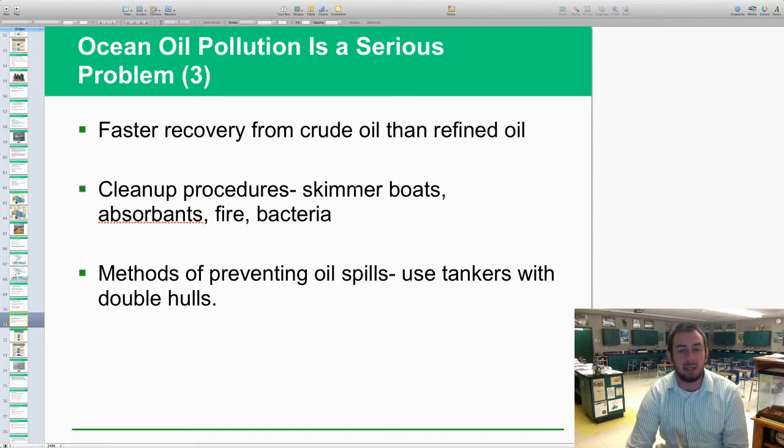The cleanup procedures are skimmer boats to literally take off the top layer because oil is lighter than water, so it does stay up above the water column. We also use absorbents like sponges to help soak in some of that oil. We've set the surface on fire before to burn off the oil. We also use specialized bacteria that break down oil. And there are methods of preventing oil spills. Number one, don't use as much oil. That's our main goal. But also use tankers with double hulls. If there is an impact, like running aground, at least it has a second hull to keep that oil intact instead of being spread around.